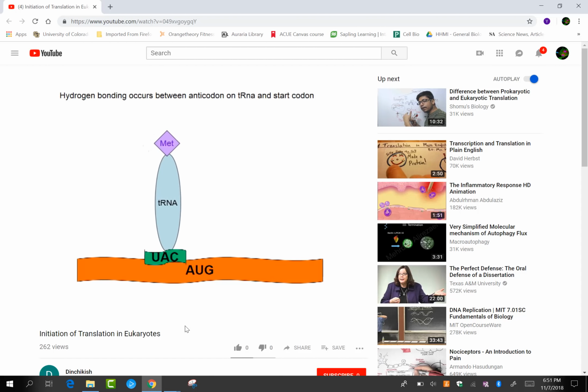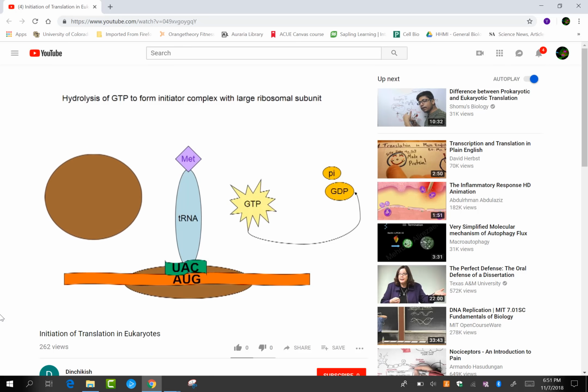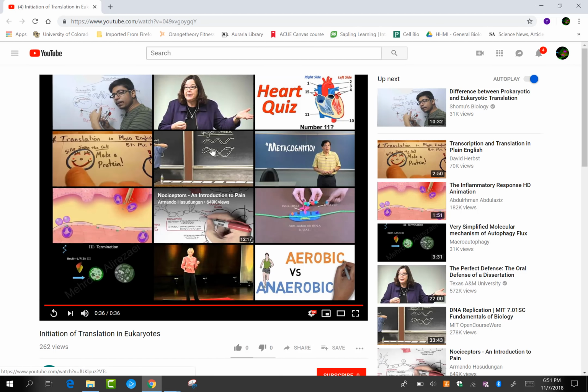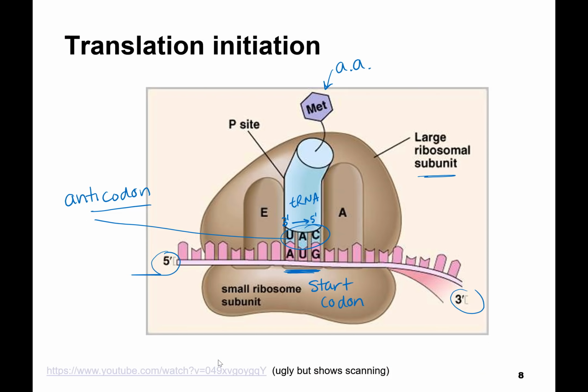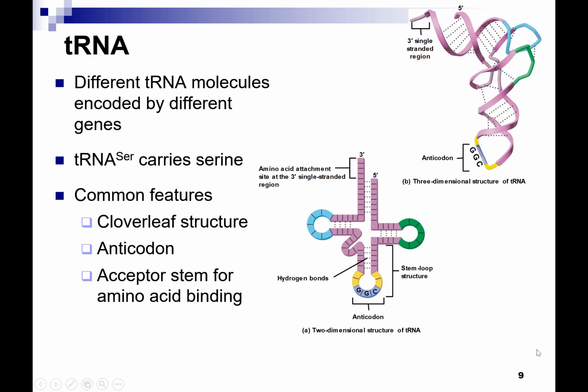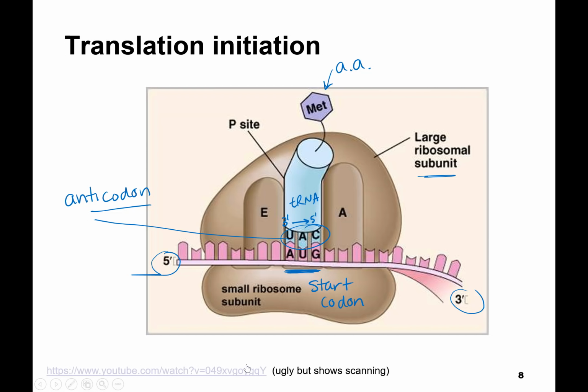Hydrogen bonding, just like with DNA, occurs between the anticodon. Oh, this is bad. And then the big part of the ribosome, the large ribosomal subunit, comes on. So, not a beautiful image, but it's kind of trying to show you that scanning process. The reason I picked this animation is a lot of other animations are for bacterial translation initiation, and bacterial translation initiation does not scan. So that's why I had to kind of show you the ugly one.